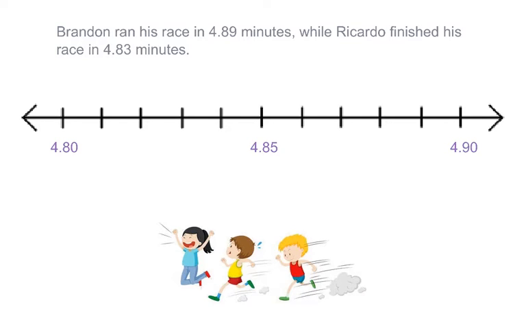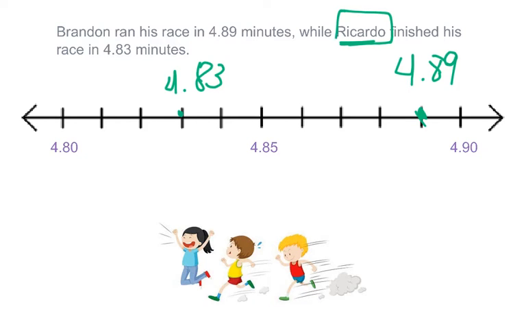Well, the first thing I'm thinking to myself is, when we're running faster, I want to have a smaller time. So I'm going to use this number line and plot where each of the fellows ended up. After plotting both of their times, I see that 4 83/100ths of a minute was smaller than 4 89/100ths of a minute. Therefore, Ricardo ran fastest since he had a smaller time.